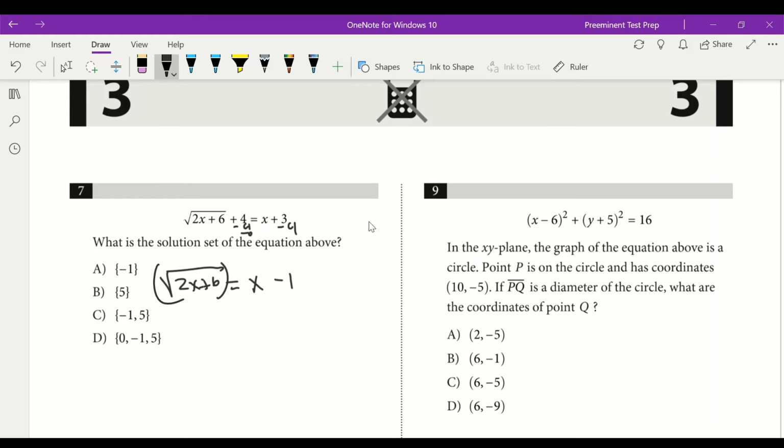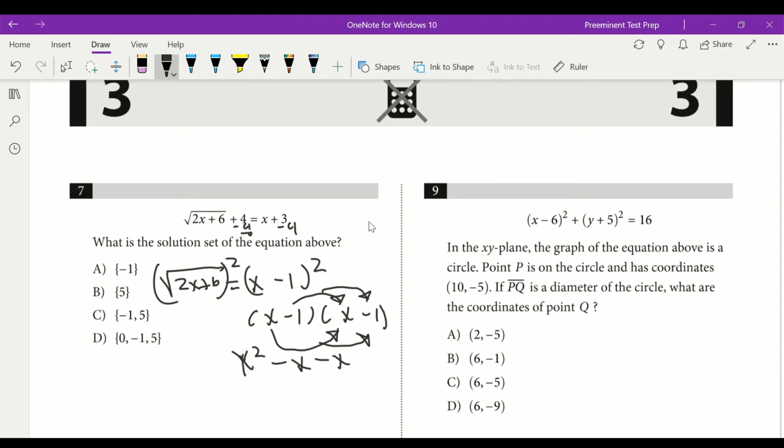We square each side to get rid of our square root. So when we're squaring x minus 1, we've got to remember that we're multiplying our x minus 1 by x minus 1. We're not just squaring x and squaring negative 1. That's wrong. So what we do here is use FOIL. x times x gives us x squared. And then x times negative 1 gives us minus x. And then we have our negative 1 times x, which gives us another negative x. And then we have our negative 1 times negative 1, which will give us positive 1.